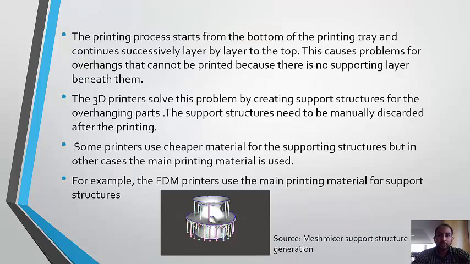Support structures do a good job of holding everything in place. The printing process starts from the bottom of the printing tray and continues successively layer by layer to the top. This causes problems for overhangs that cannot be printed because there is no supporting layer beneath them. The 3D printers solve this problem by creating support structures for the overhanging parts. The support structures need to be manually discarded after the printing. Some printers use cheaper material for the supporting structures, but in other cases, the main printing material is used. For example, FDM printers use the main printing material for support structures.